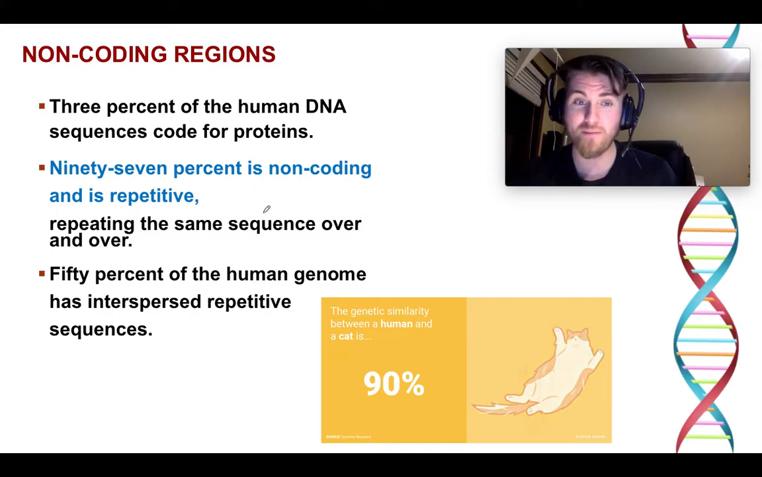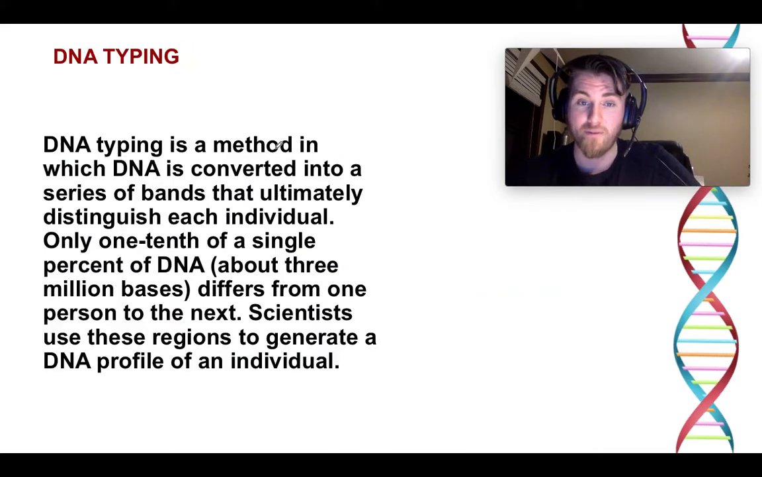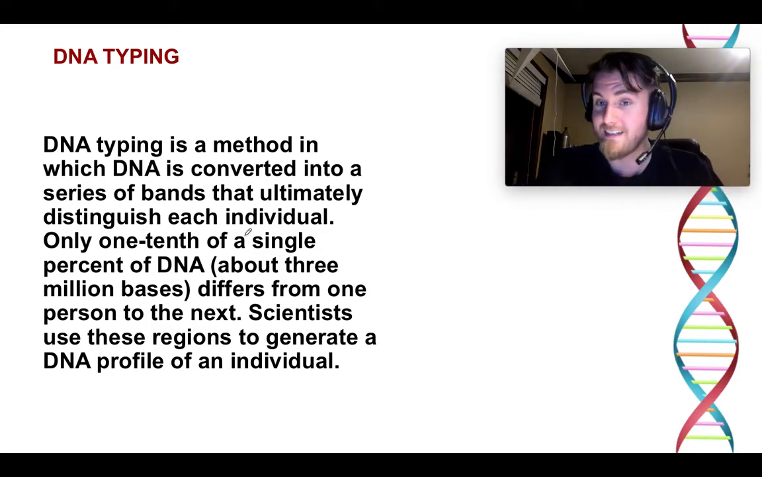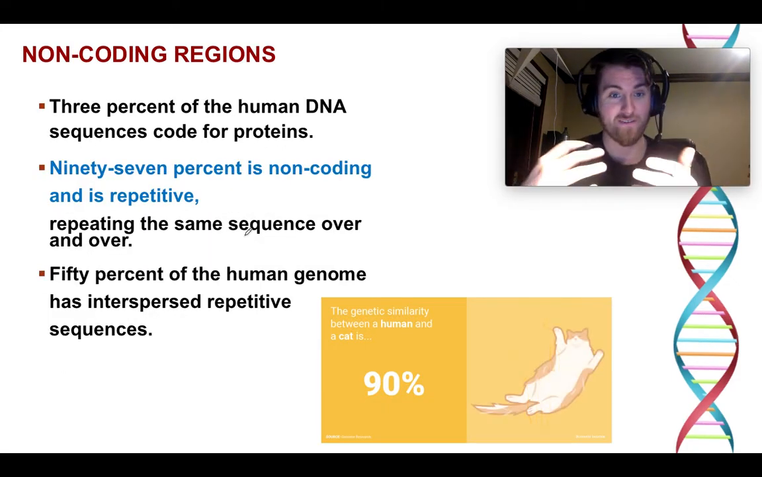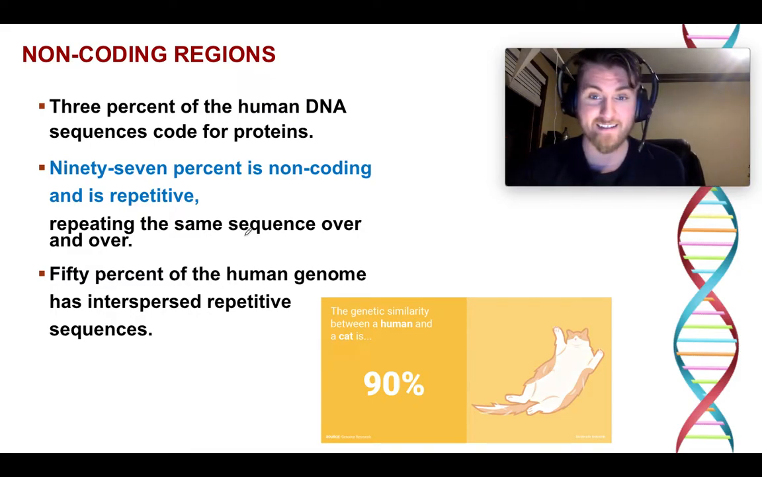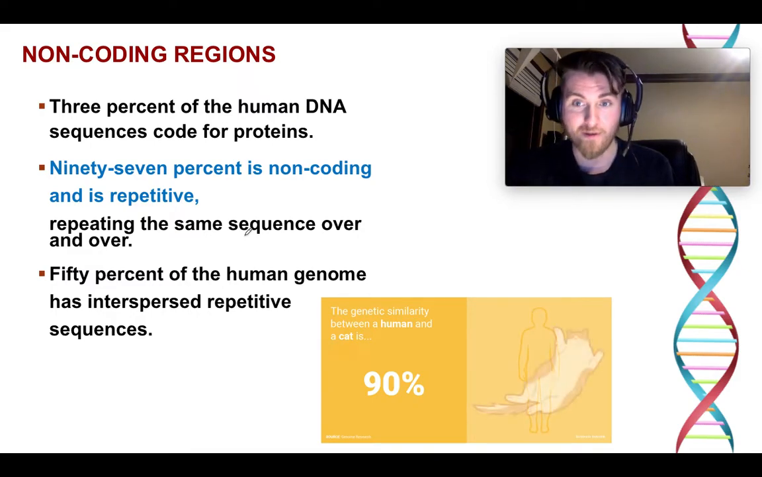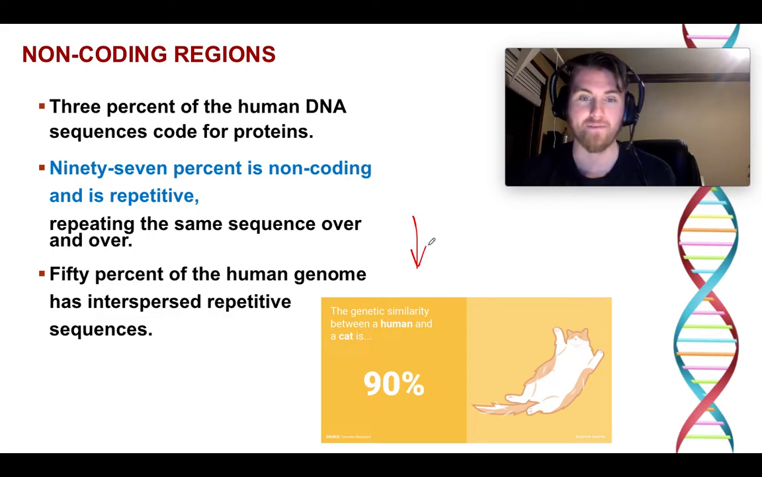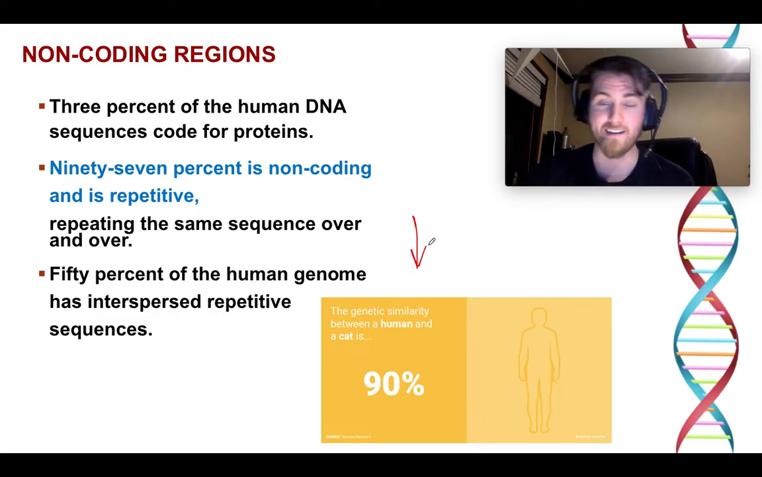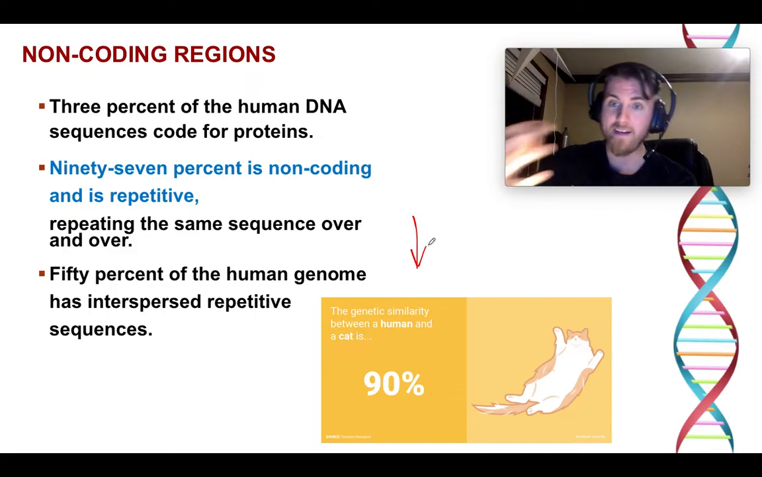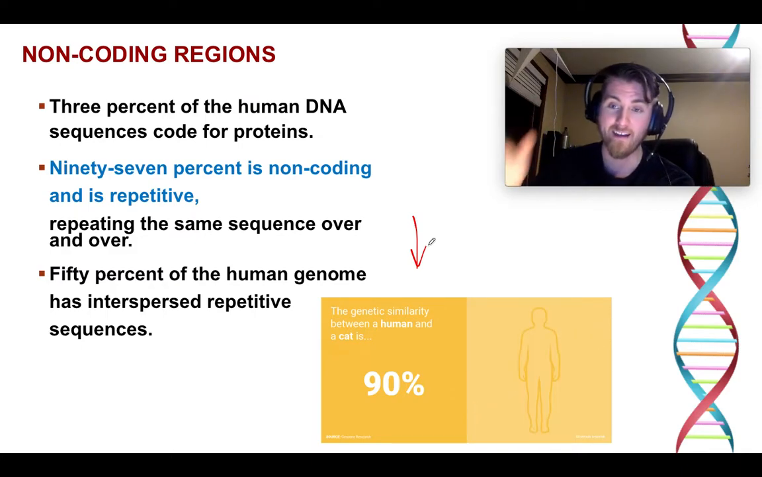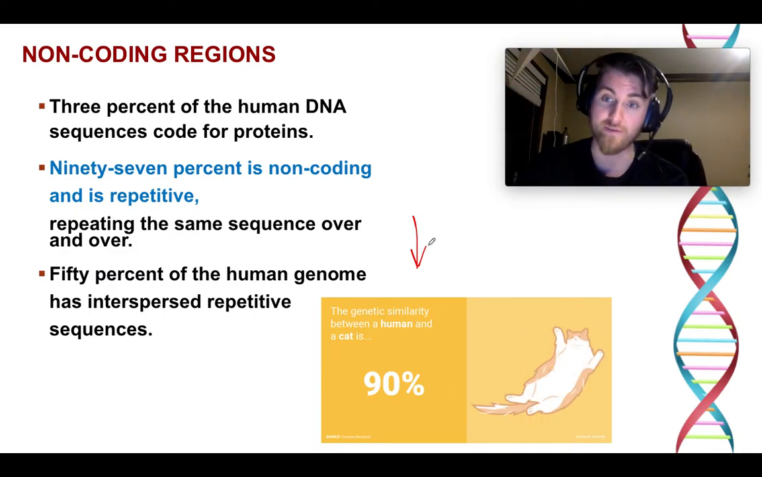And if you think about it, this is actually of like the proteins, and if we look at the proteins, it's specifically smaller than the actual genes itself. So if you think of 3% of proteins and then the exact same 97%, you get things like this all the time with DNA, little infographics of the genetic similarity between a human and a cat. Yeah, of course it is. It's repetitive. It does the exact same thing time after time.